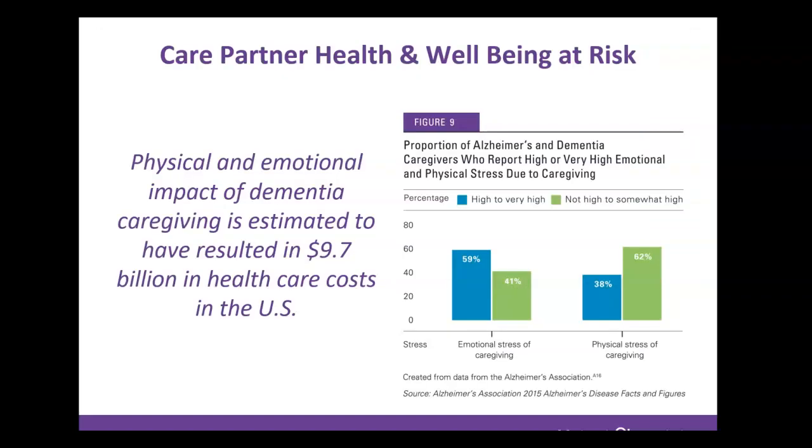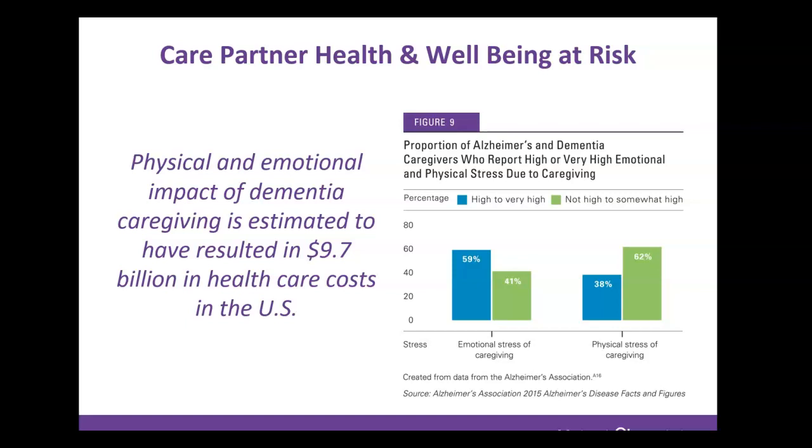Physical and emotional impact of dementia caregiving is estimated to have resulted in $9.7 billion in healthcare costs in the United States. There are so many factors that go into supporting people as well as families with dementias.